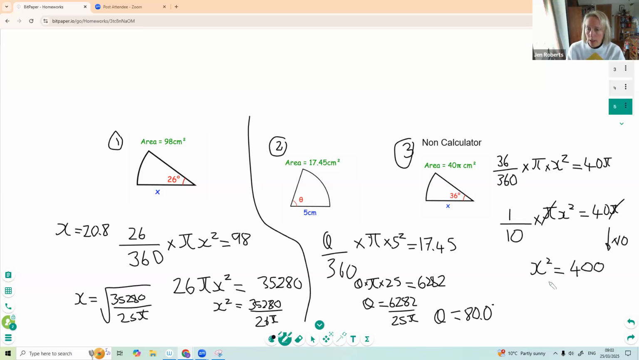Need to square root both sides. Remember, without a calculator. So I'd be thinking, well, the square root of 4 is 2. Square root of 400 has got to be 20, isn't it? Because 20 times 20 is 400.